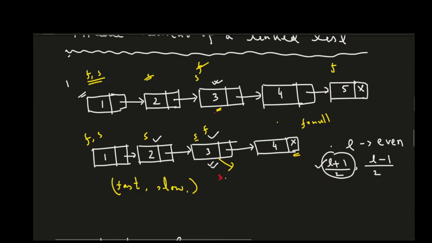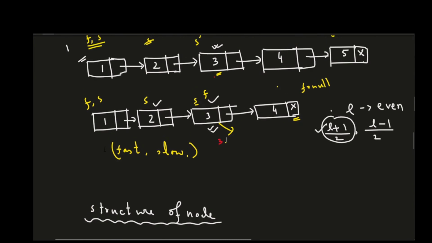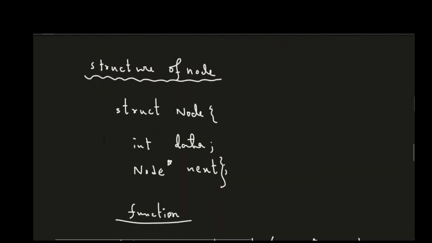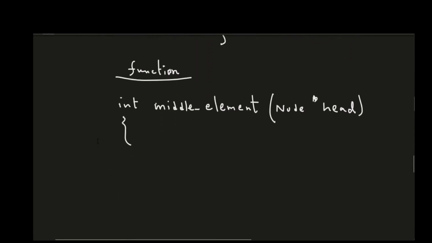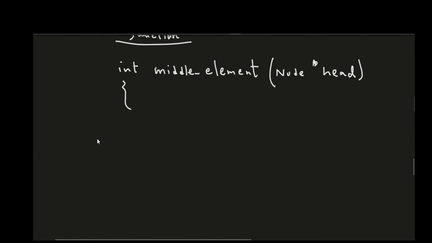Okay, so now let's take a look at the structure of the node. Every node has two parts. One is the data, which is of integer type, and the other part is the pointer which is next, which keeps the address of the next node, right? Okay, so now let's complete the function. Firstly, what we will check is whether the head is null or not.